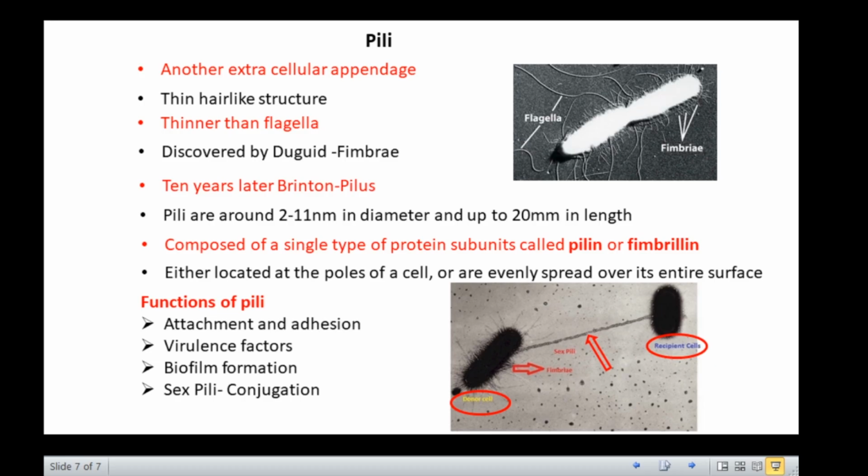Once the two cells are in contact and the mating pair has been established, there is transfer of plasmid DNA from the donor to the recipient. The exchanged plasmid can add new functions to a bacterium like antibiotic resistance or metal tolerance. We will discuss more about conjugation when we deal with the topic of plasmids in bacteria.